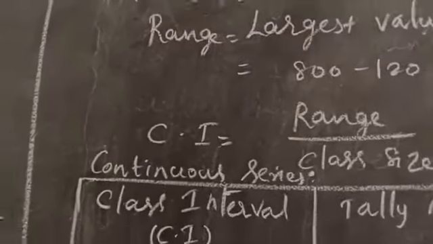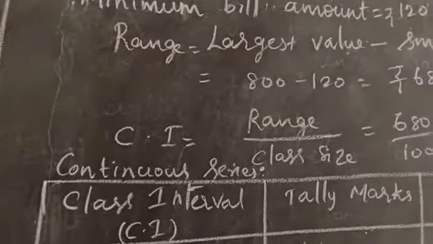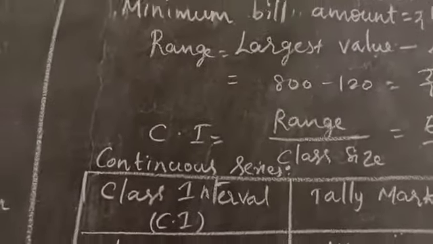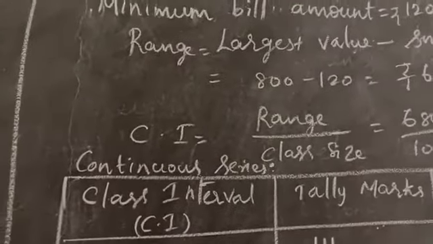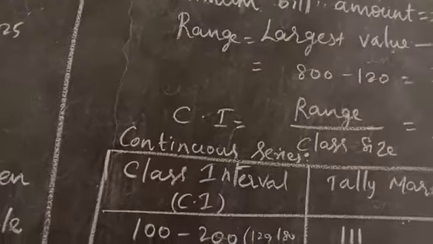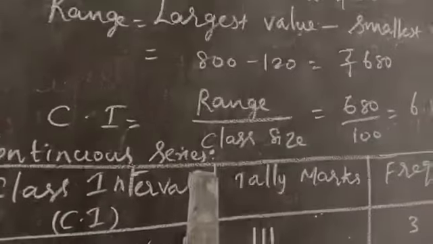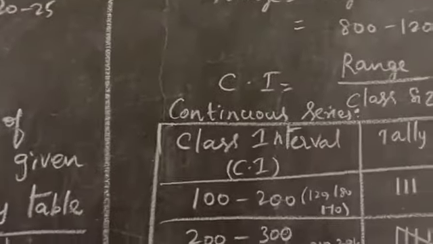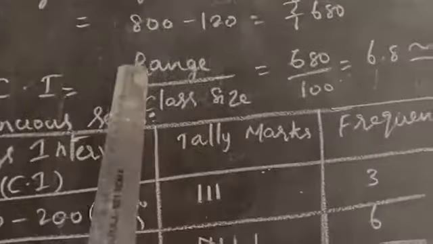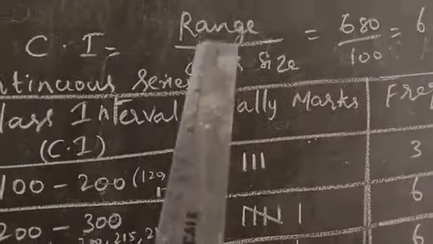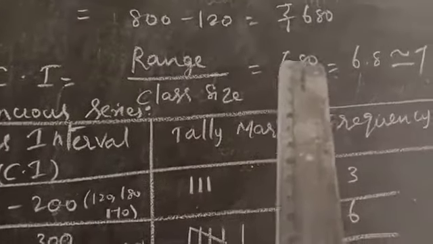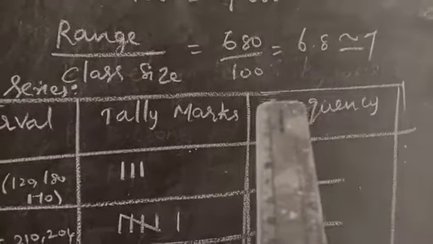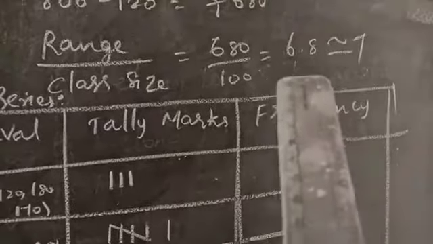Then we find out the class interval. Class interval is equal to range by class size. Here I take the class size as 100, because the values go 120, 100, 200, 300. Range by class size is your option. So 680 by 100 is equal to 6.8.